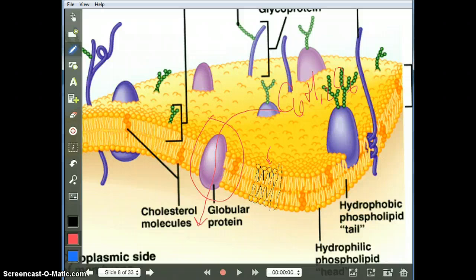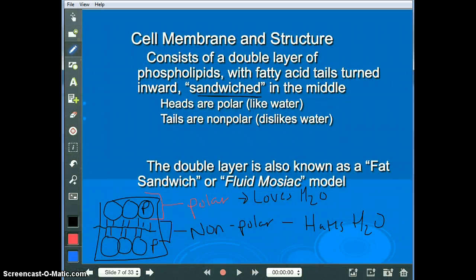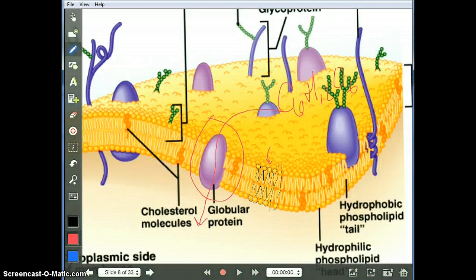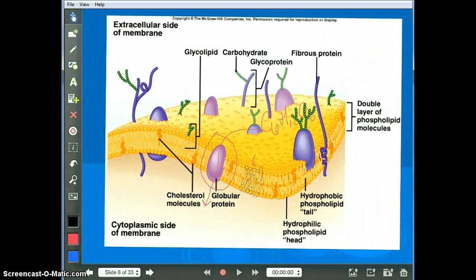Okay? Now notice there is no real order to all those globular proteins, so that's why they consider it a mosaic. So if I went back to the last slide, you saw that fluid mosaic model. There's your fluid mosaic model. So that's what this is talking about. A whole bunch of stuff just kind of thrown together to make it look kind of all clunky.